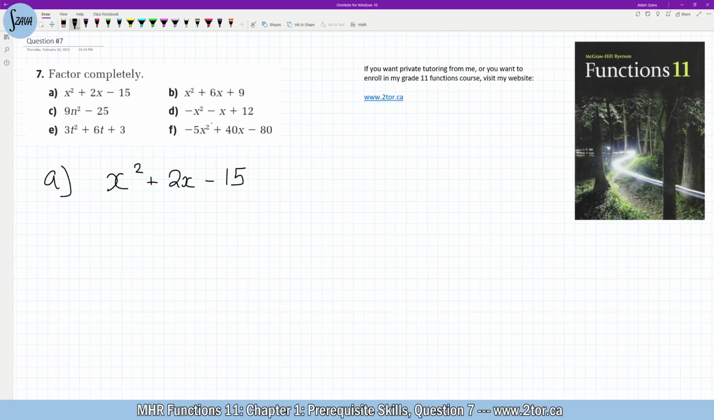In the last video, we looked at foiling, which is kind of the reverse process. We started with two things multiplying together, and we ended up with this. But this is the reverse process. We want to turn this into two things multiplying together, like turning 6 into 2 times 3. This is factoring.